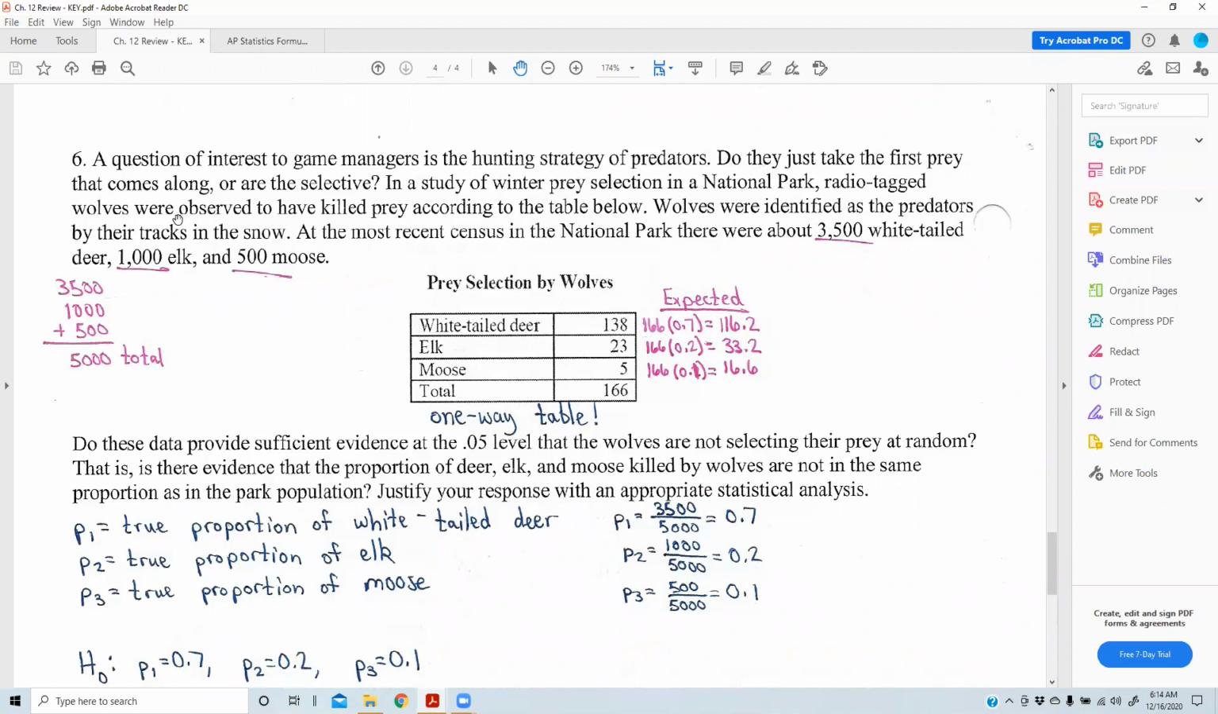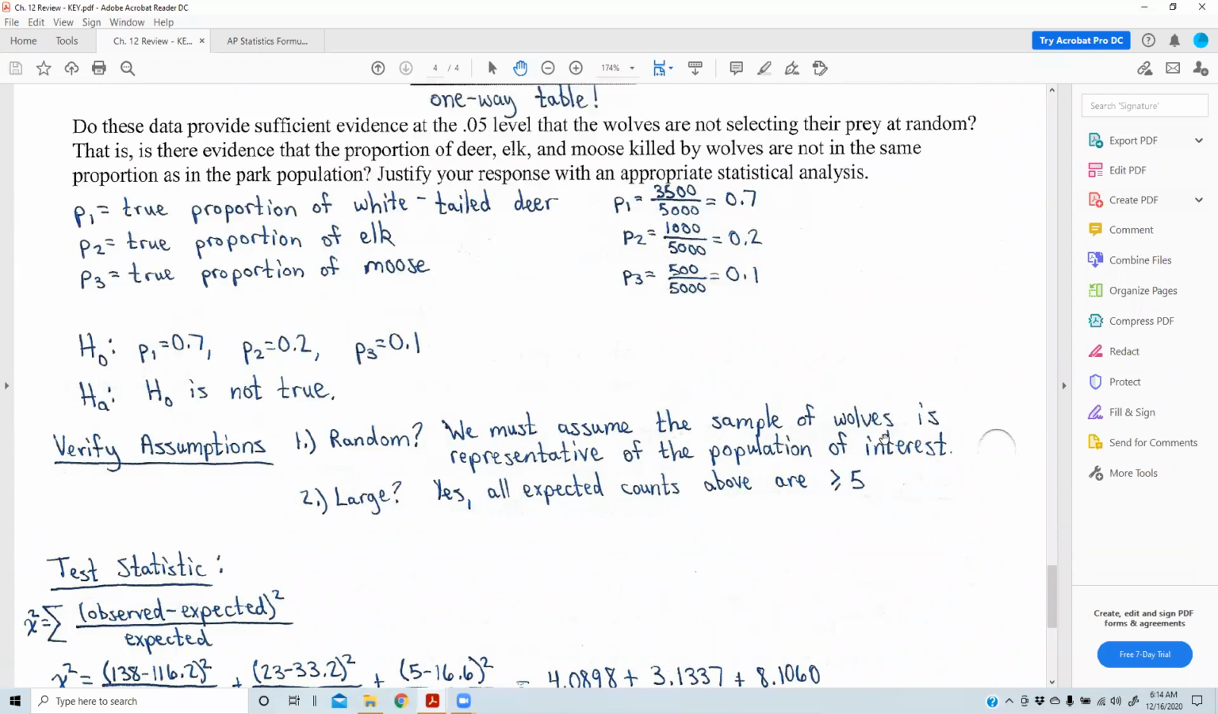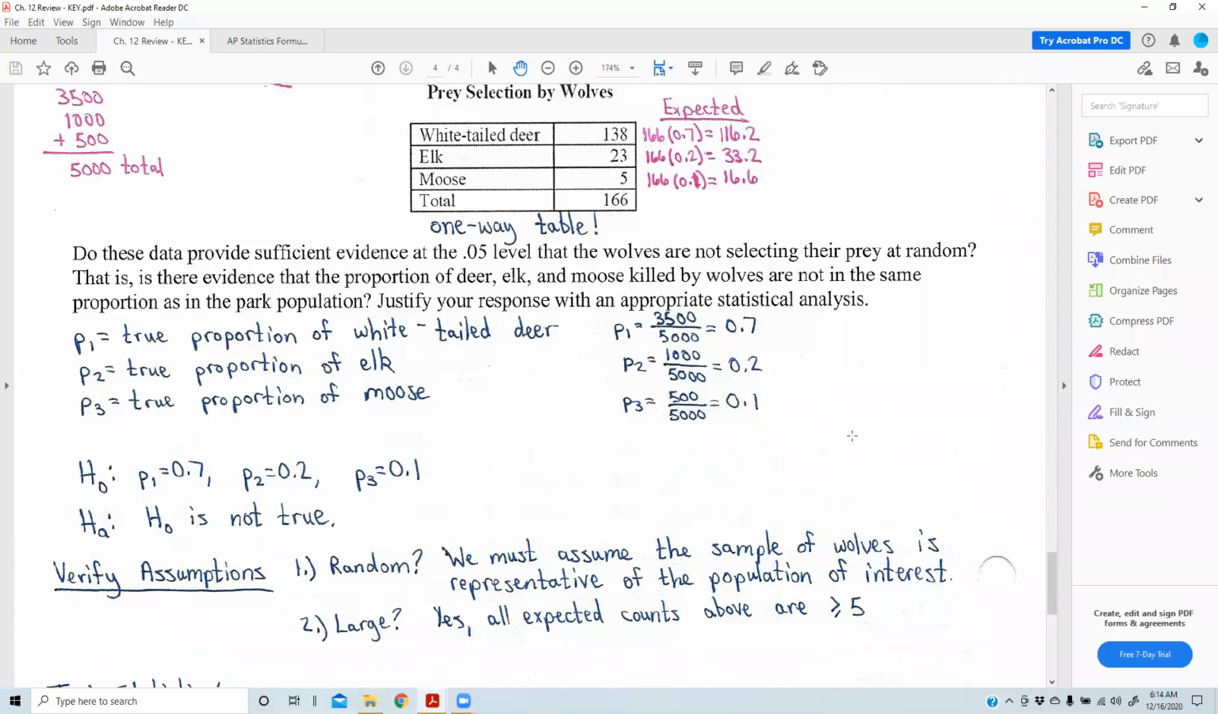It says radio-tagged wolves were observed to have killed prey according to the table below. Wolves were identified as the predators by their tracks in the snow. So we're going to have to hope that these are representative of the population of interest. And then is this a large sample? So are all the expected counts greater than 5? Well, I did that up here in pink, and I even labeled it this time, expected. They all are greater than 5.